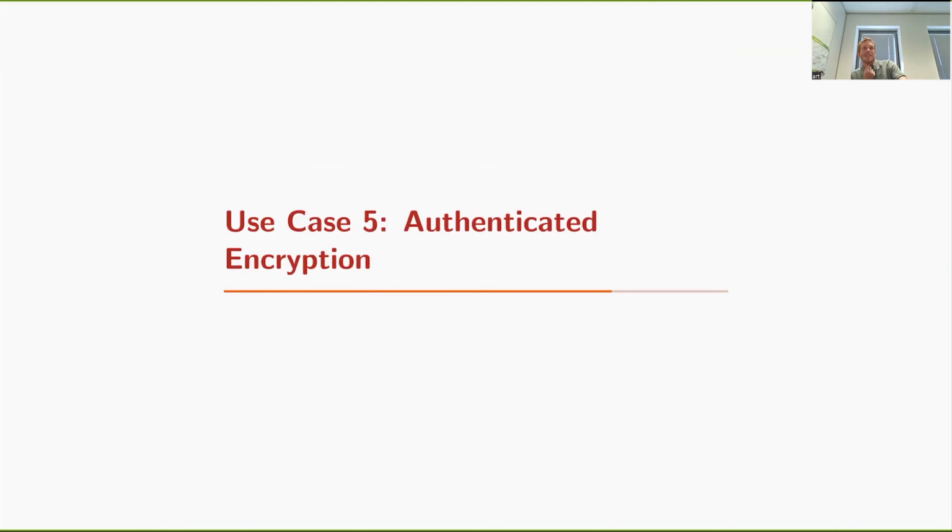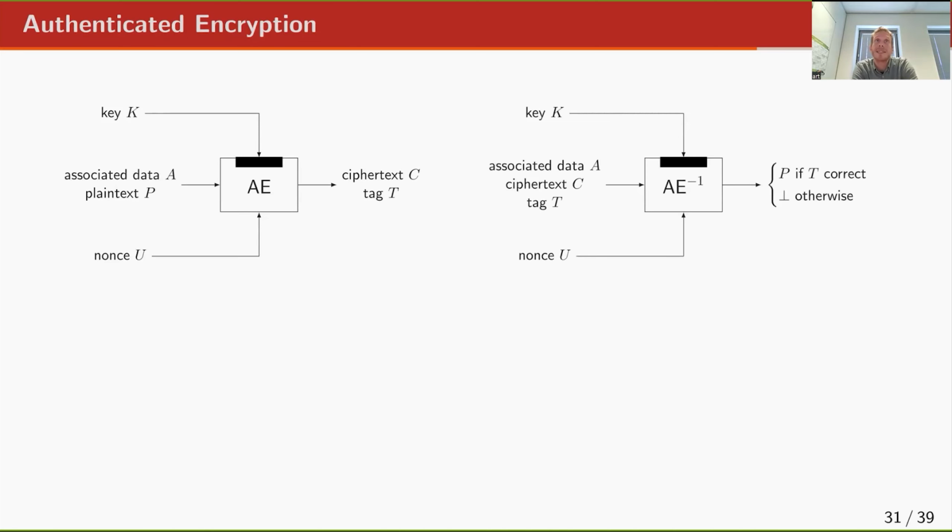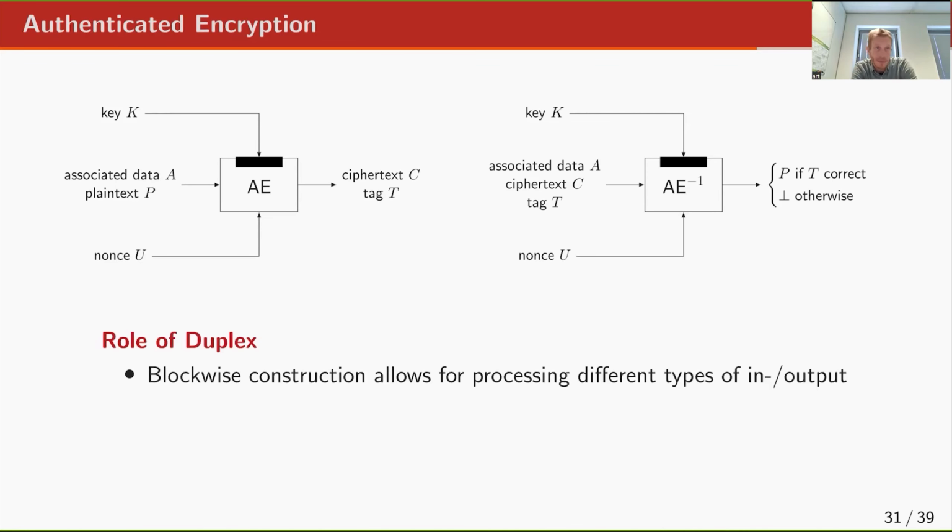The fifth application is authenticated encryption. In authenticated encryption, we have a key, a nonce, associated data, and plain text, and the output is a ciphertext and a tag. The ciphertext encrypts the plain text, and the tag authenticates the nonce, associated data and plain text. Compared to this is the authenticated decryption. I assume you know most of authenticated encryption, what the security model is, that kind of stuff.